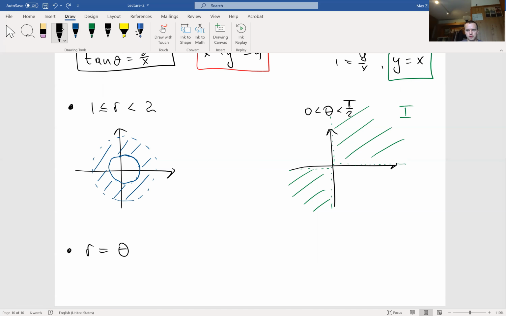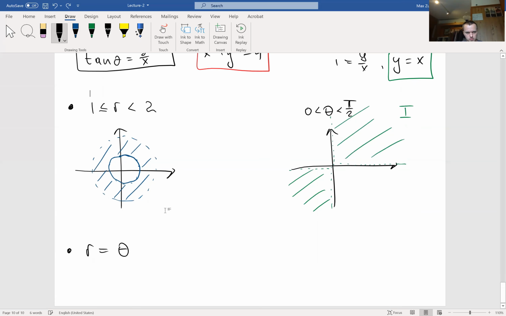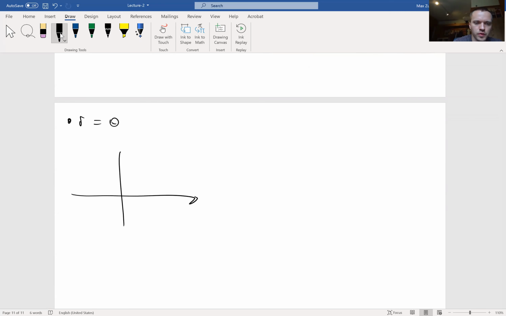Okay, that's good. Yeah, so let's move on to this. r is equal to theta is the first non-trivial one. So when theta is equal to 0, I'm going to have r equal 0. When theta is equal to, let's say, pi over 4, then r is going to be equal to pi over 4. When theta is equal to pi over 2, then r is equal to pi over 2.